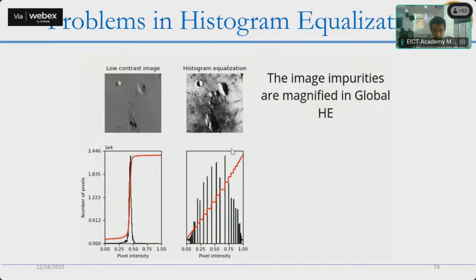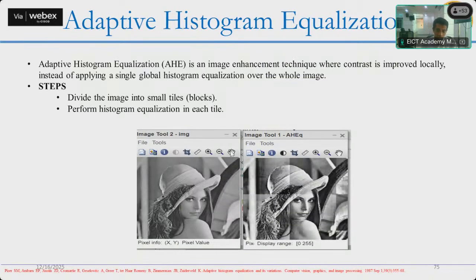So that has been shown here. So what do we do to address these problems? We basically follow the adaptive histogram equalization. What do you mean by adaptive histogram equalization? That is an image enhancement technique where contrast is improved locally.